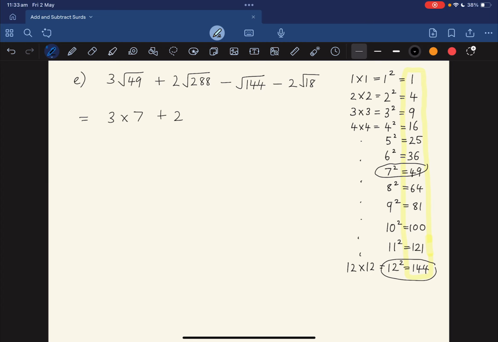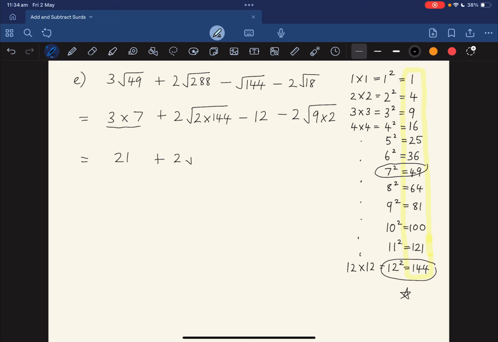Plus, now this 288 looks scary, but if you think about your square numbers, what are some factors? We can write this as 2 times 144. Okay, looking for those square numbers. Now, root 144 is 12, looking down here. Root 18, it's an even number. Can we write it as a product of a square factor somewhere? Yes, 9 goes into it. So you want to be all over your square numbers. 3 sevens are 21.